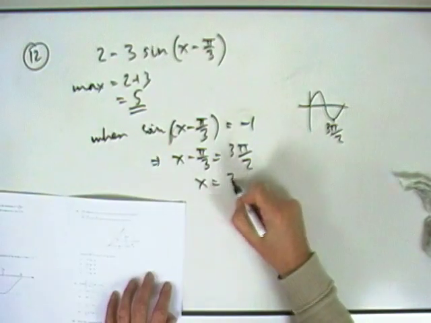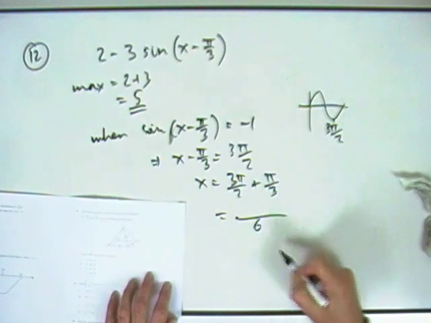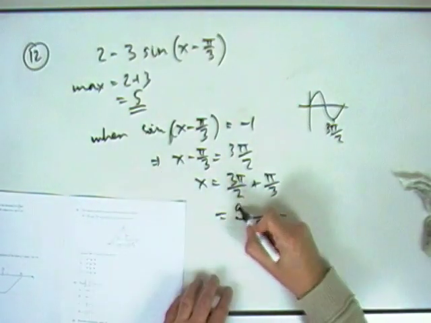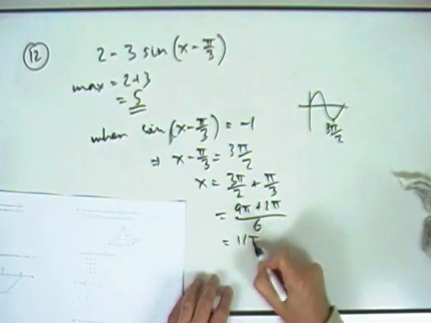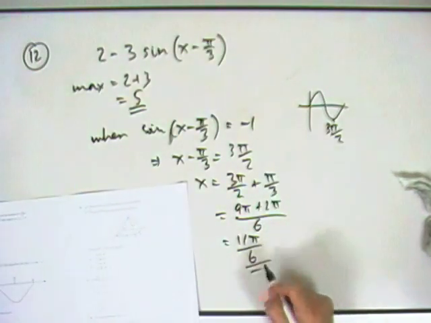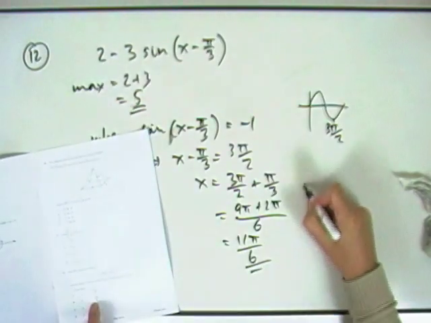Which means x is going to have to be 3 pi upon 2 plus pi upon 3. I'll just add them all up into sixths. So 3 times that is 9 pi, and that'll be plus 2 pi. So it'll have to be 11 pi upon 6. So the two together, 5 and 11 pi upon 6, is b.